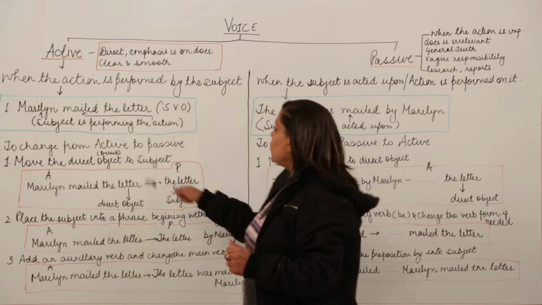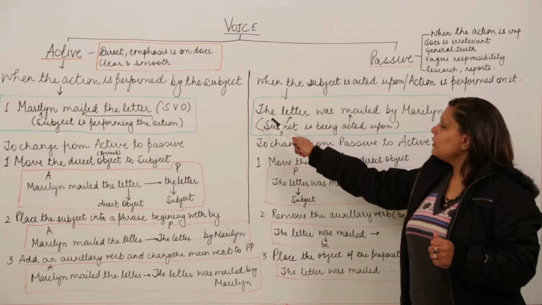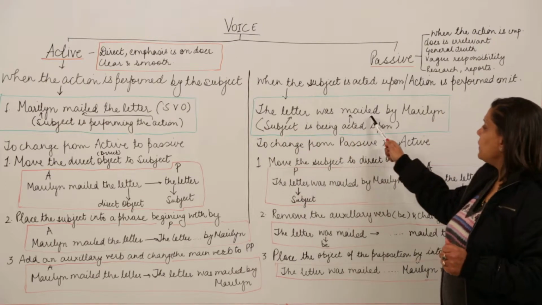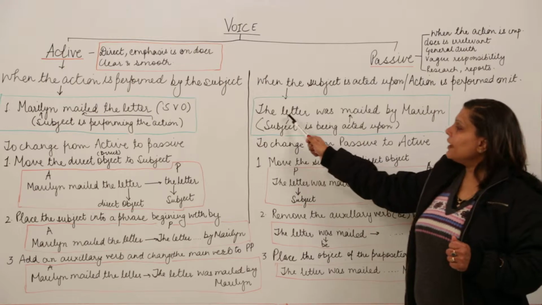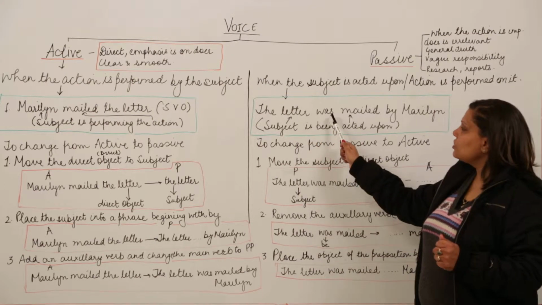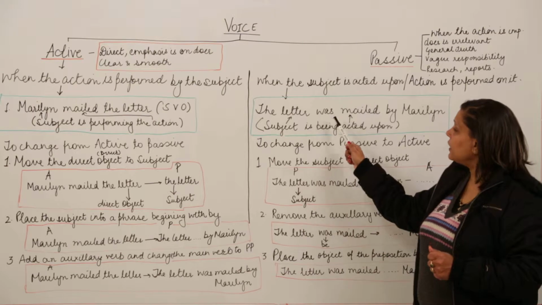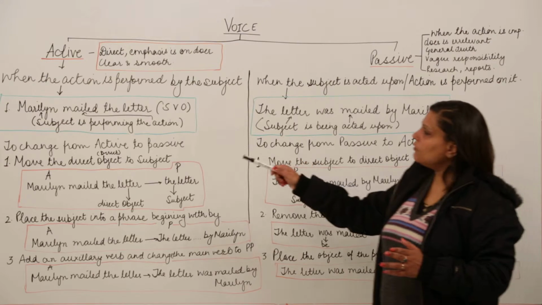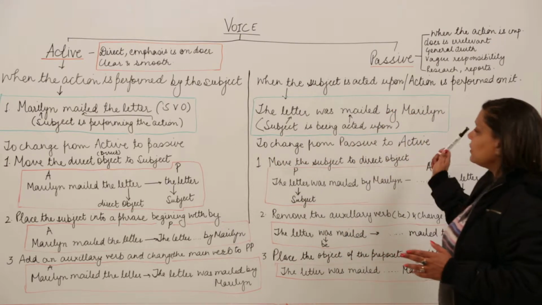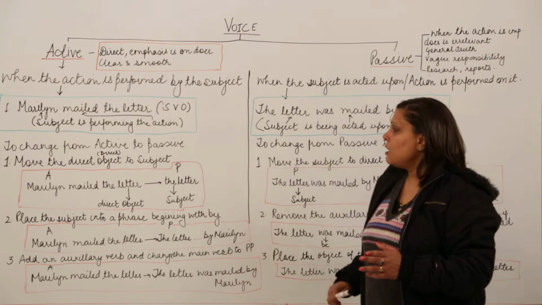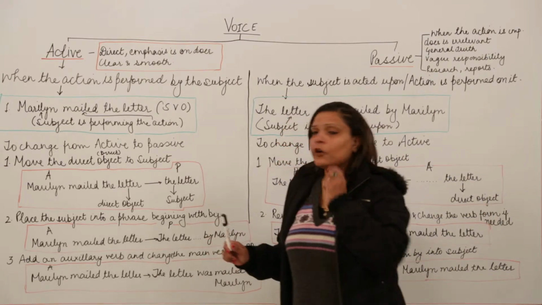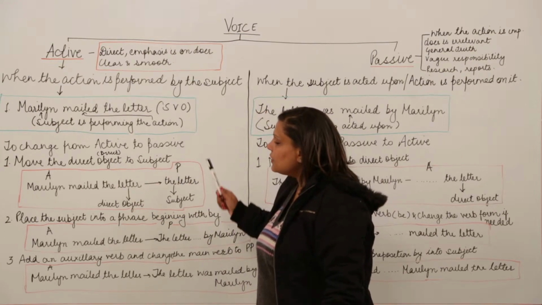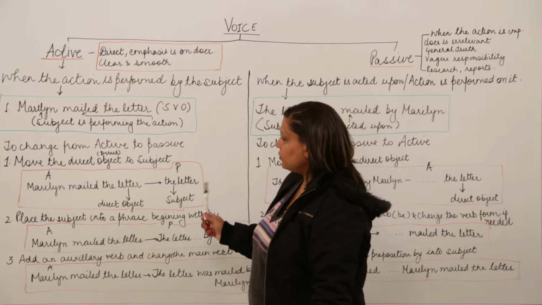Marilyn mailed the letter. Whereas in passive voice, the subject does not perform the action, like the letter was mailed by Marilyn. Here, the letter is the subject on which an action is being performed, that is, it is being mailed by Marilyn. So from active to passive, the subject becomes the object and the object becomes the subject. Let's study how, for your exam purposes, we can change from active to passive. These are three simple steps.